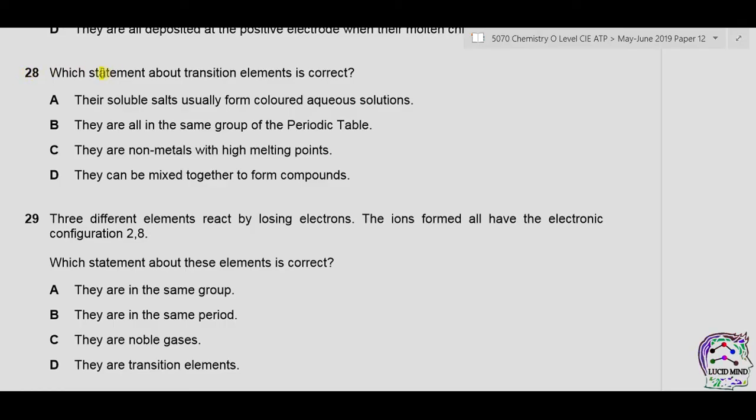Question 28. Which statement about transition elements is correct? A. Their soluble salts usually formed colored aqueous solutions. This is a true statement because transition elements form colored compounds.